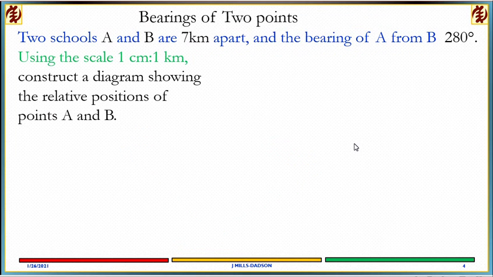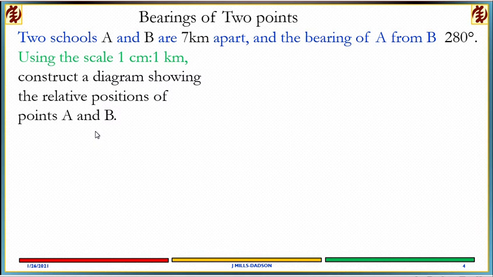Next example. This is bearing of 2 points. Two schools, A and B, are 7 kilometers apart. And the bearing of A from B is 280 degrees. Using scale 1 cm equals 1 kilometer, construct a diagram showing the relative positions of A and B.